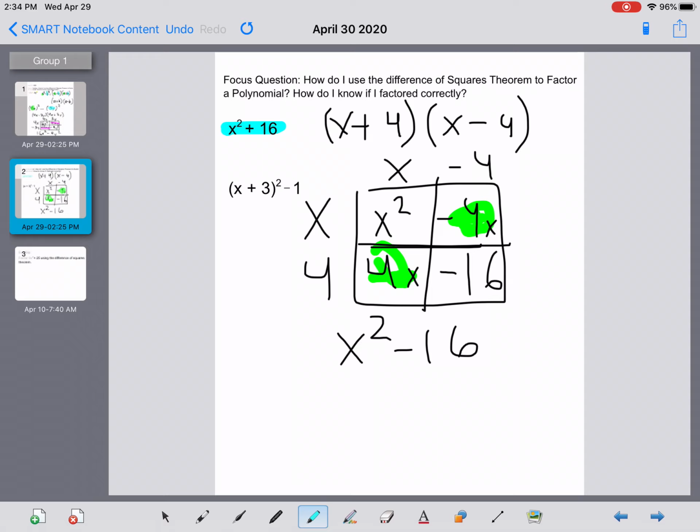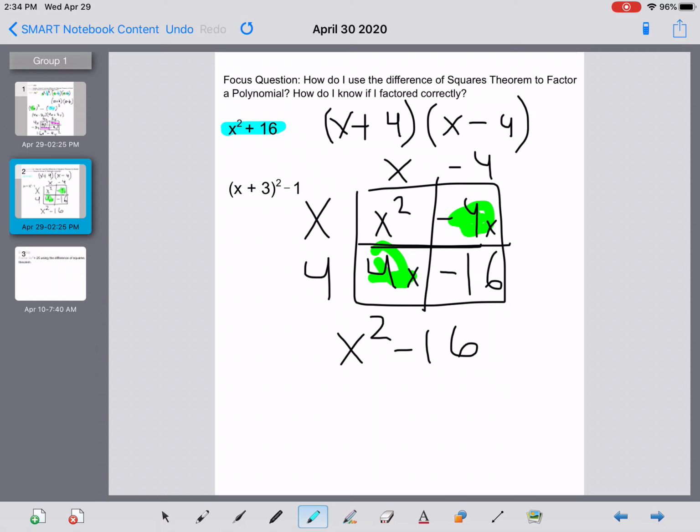Think about that. That's right. This is not a difference of squares, guys. There's a plus sign there, right? This would be a sum of squares. The factoring theorem does not work if you're adding. It only works if you have a difference of squares, okay?